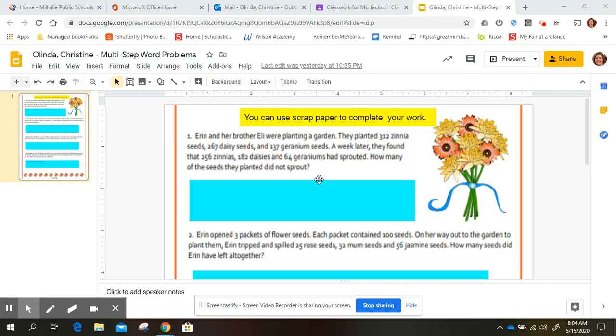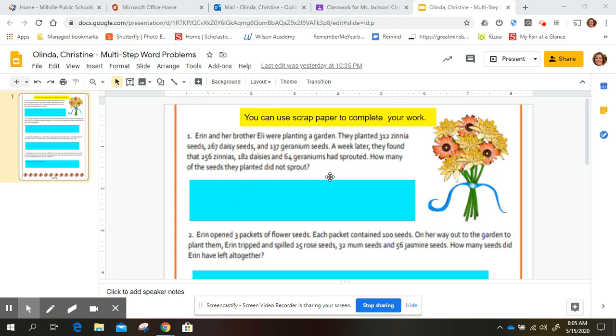Number 1, Erin and her brother Eli were planting a garden. They planted 312 zinnia seeds, 267 daisy seeds, and 137 geranium seeds. A week later, they found that 256 zinnias, 182 daisies, and 64 geraniums had sprouted. How many of the seeds they planted did not sprout?